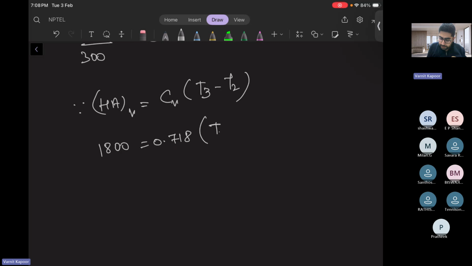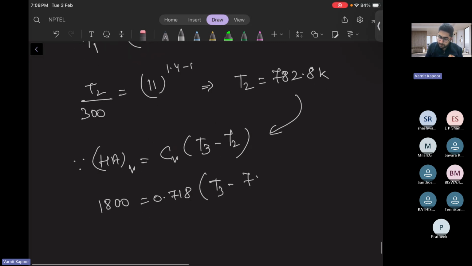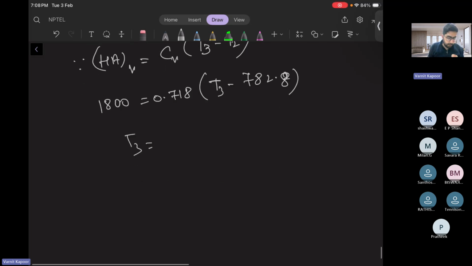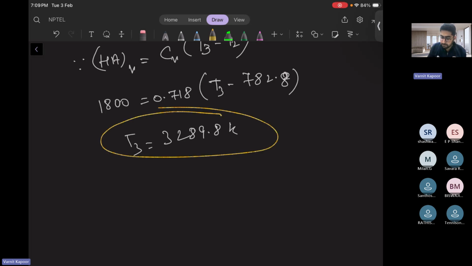0.718 times (T3 minus T2). T3 you don't know. T2 you just calculated here, that is 782.8. So from here you will get your T3 value as 3289.8 Kelvin. You can imagine that the temperature is very high and it is the maximum value of the temperature. So you got the temperature value also.